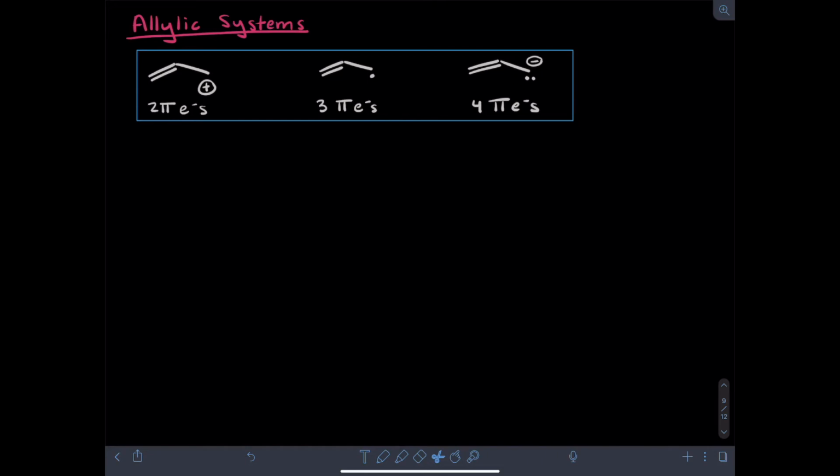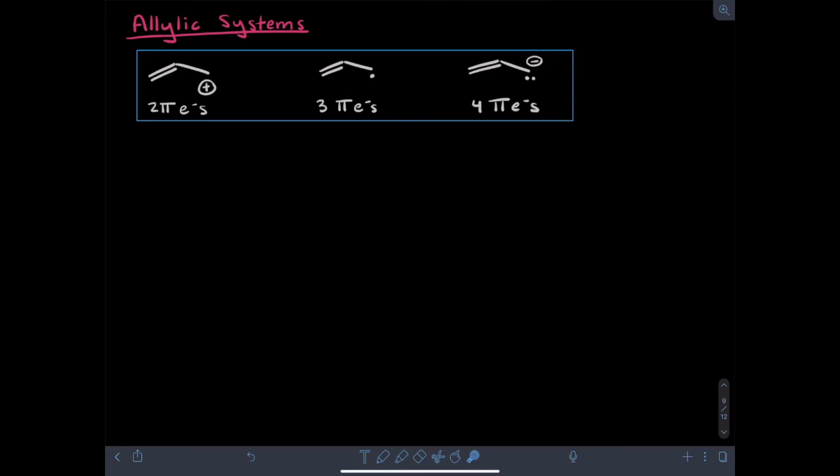So far, we've only looked at systems where we're looking at a single bond with two atoms within our molecule. When you have delocalized systems, or ones with resonance, you may need to think about more atoms instead. An example where we think about 3 atoms at a time are in what are known as allylic systems. We have 3 options here. We could have an allylic cation, an allylic radical, or an allylic anion.